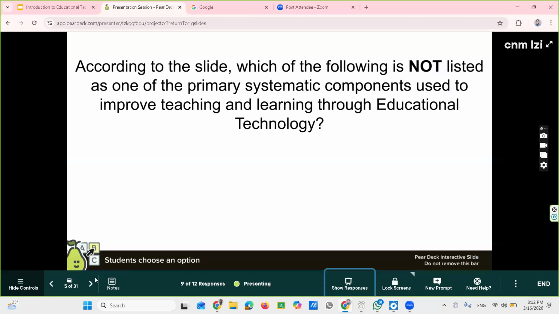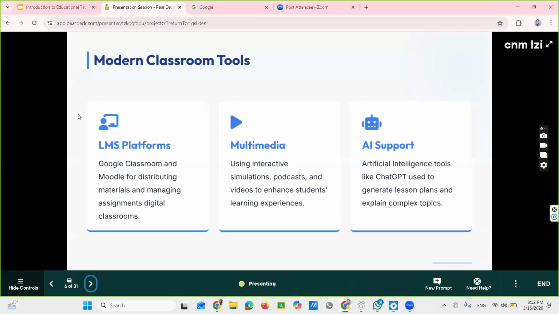Now move into the next slide. Here we focus on the modern classroom tools. We are now discussing the technology-based modern classroom tools. You must have these modern tools if you are supposed to use a technology-based classroom. These classroom tools are the LMS platform, multimedia, and AI support.